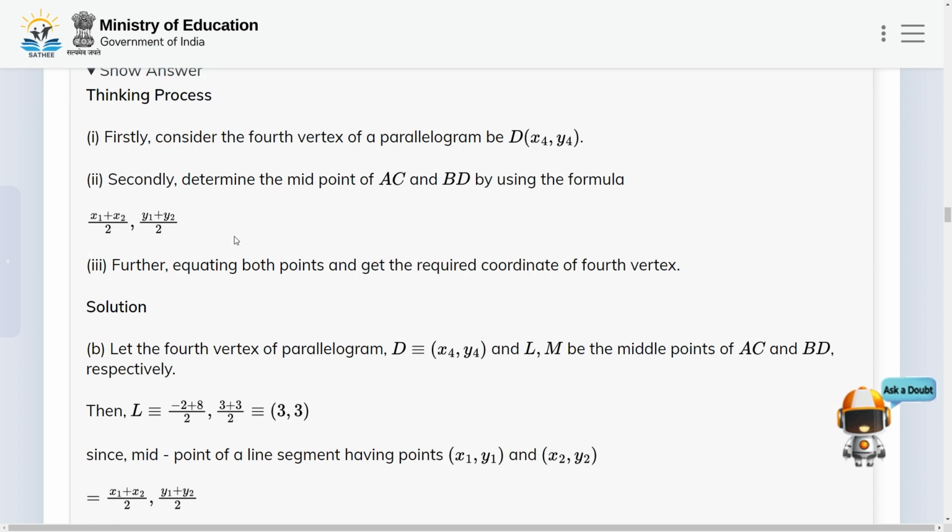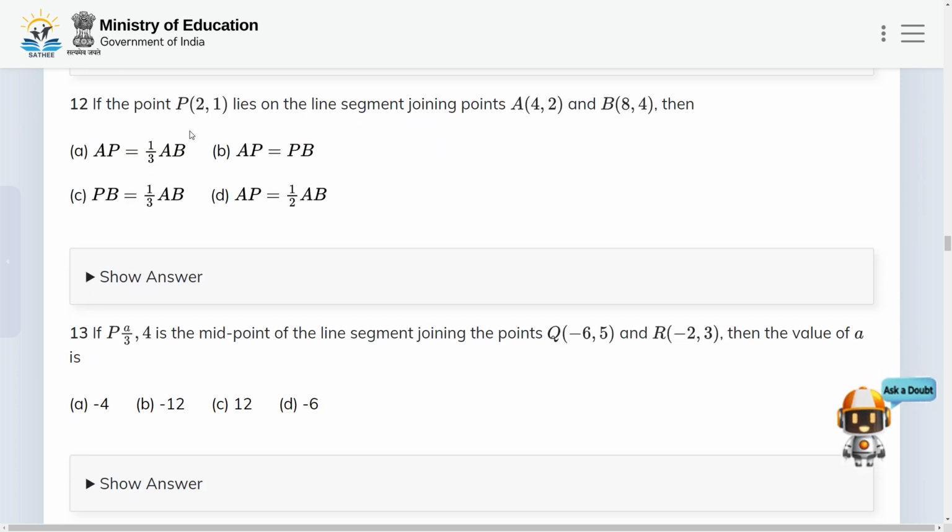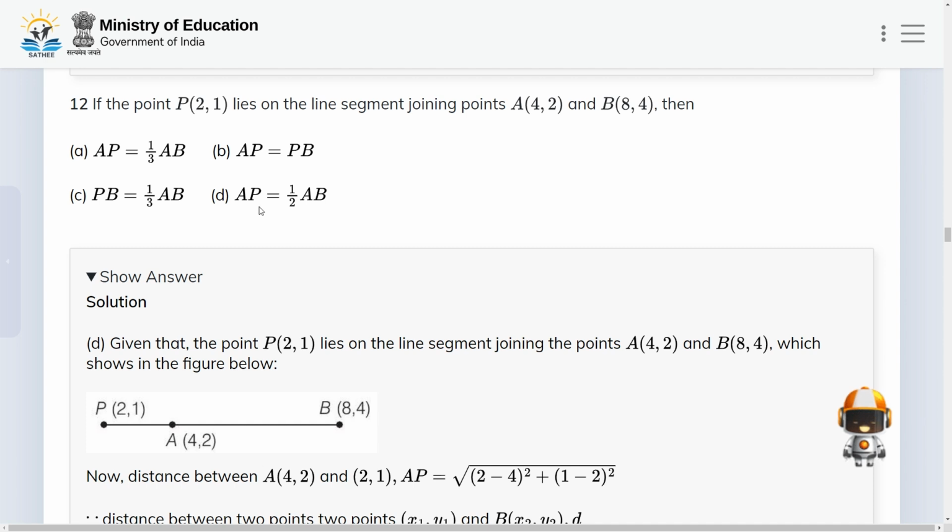Now let us move to question number 12. If the point P of 2 comma 1 lies on the line segment joining the points A 4 comma 2 and B 8 comma 4, then which option will be correct?